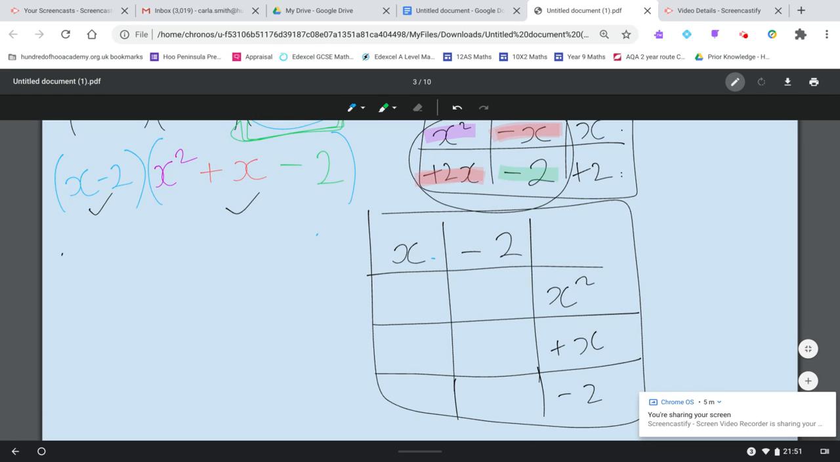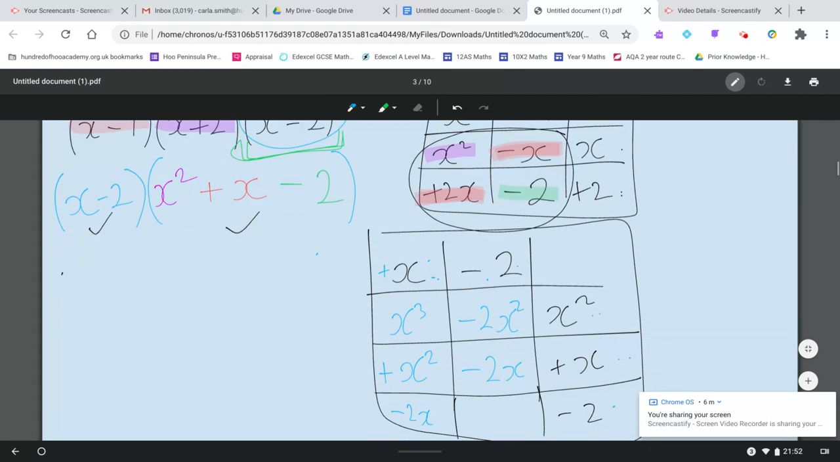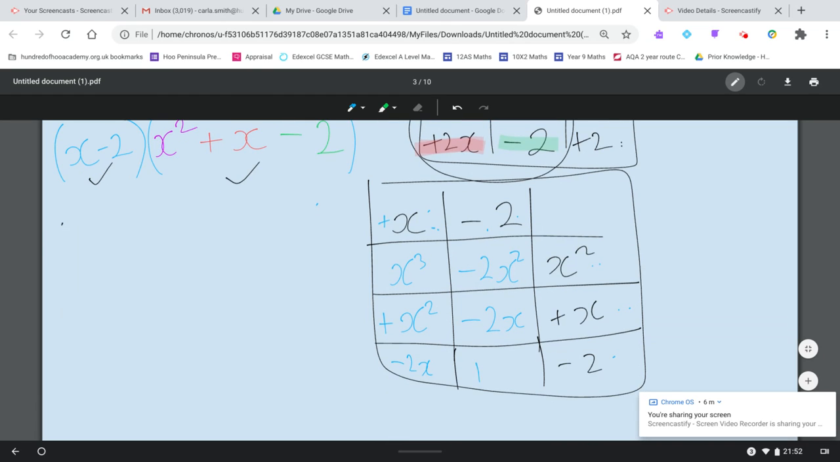So we've got x times x squared, which is x cubed. Negative 2 times x squared is negative 2x squared. X times x gives me x squared, and they're both positive, so it's going to be plus x squared. Negative 2 times positive x gives me negative 2x. Negative 2 times x gives me negative 2x. And then negative 2 times negative 2 gives me positive 4.